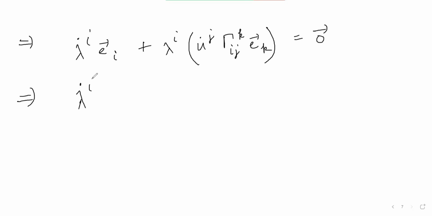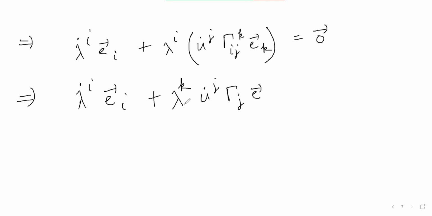So we got lambda dot i, that stays the same. Lambda dot i, e i, we don't do anything there. But over here, in place of i, we're going to put k. So we're going to have lambda k, and of course the u dot j. The j stays the same. We don't change that. But in place of i, we put k. We interchange the i's and the k's.